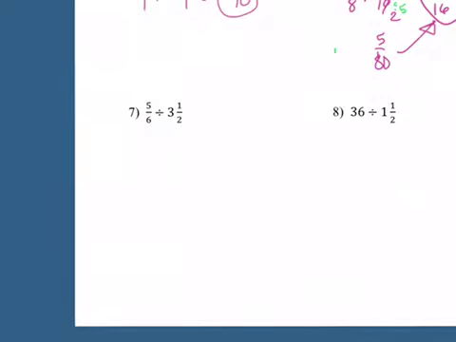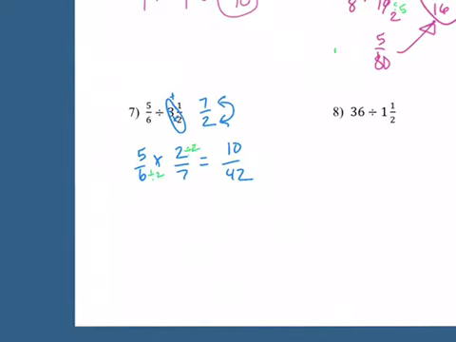Number 7, I've got 5/6 divided by 3 1/2. But I've got to turn this into an improper fraction. So I'm going to keep 5/6, change division to multiplication, and this should be 7/2 now, so I'm going to flip it. Is it 6 times 7? I got 5/21. So if you multiply across, we can do it that way, and then you can divide by 2. If you divided by 2 early, then that's good.